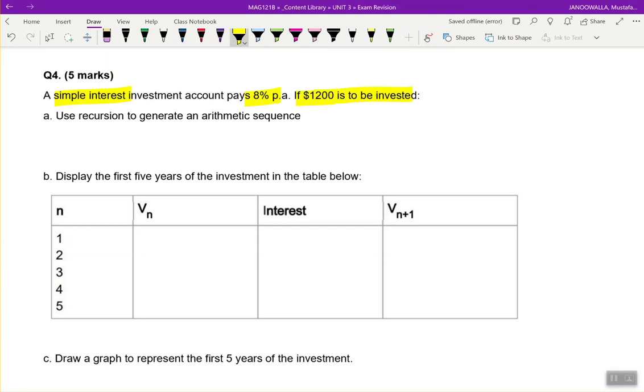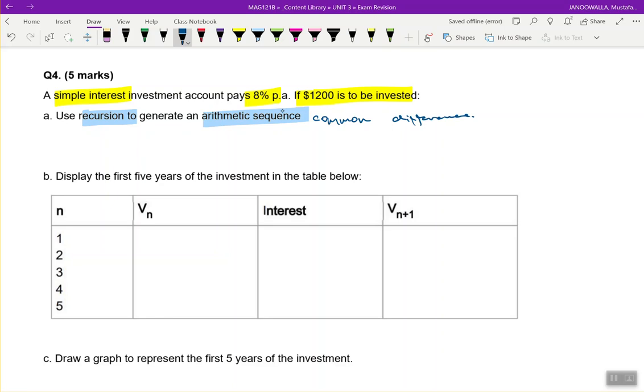So part A, we need to create a recurrence relation. So that's what we need to create. First, we know it's an arithmetic sequence. First thing that should pop out to your mind is there's a common difference. The other alternative was a geometric sequence, where there's a common ratio. Okay, so it's saying we need to create an arithmetic sequence.